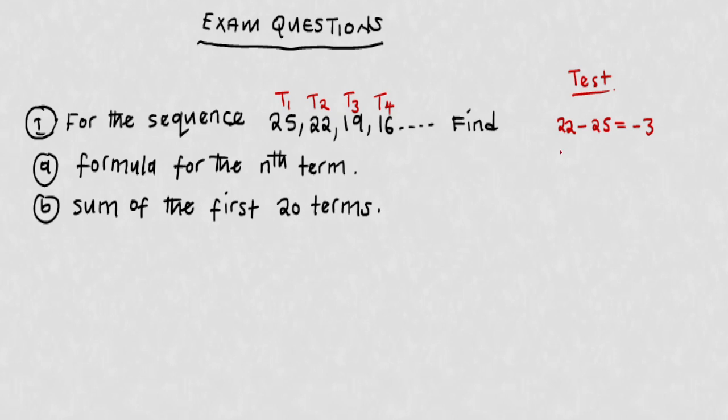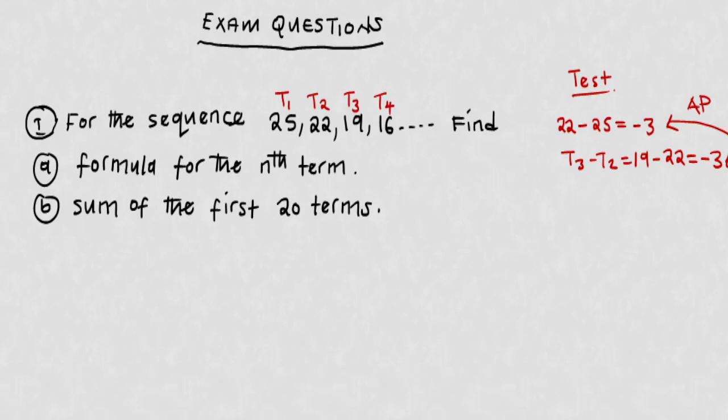Then if I say term number 3, subtract term number 2, term number 3 is 19, then term number 2 is 22. What is 19 subtract 22? We get negative 3. Now that we are seeing these are the same, this qualifies to be what we call an arithmetic progression. So it qualifies to be an AP.